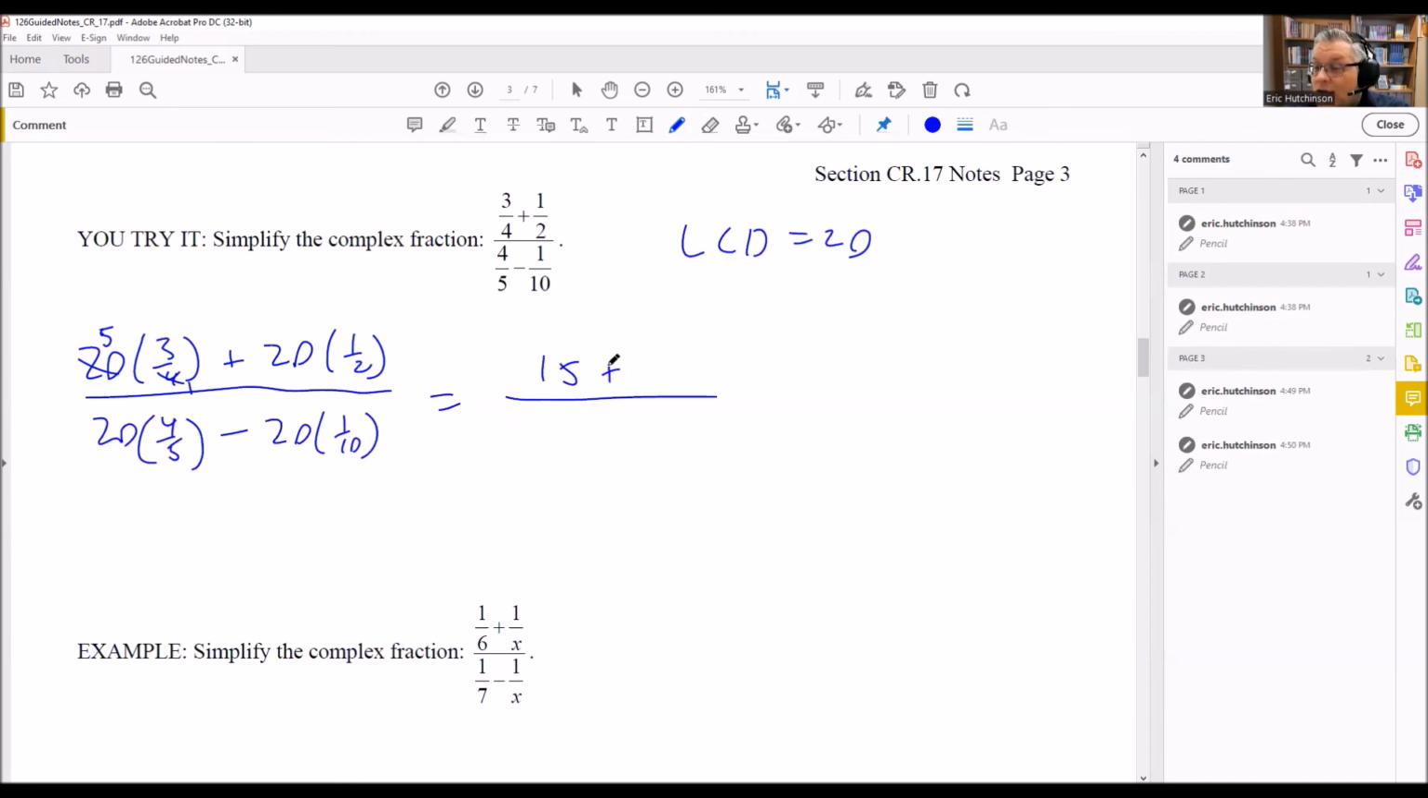20 divided by 2 is 10. This one, 5 divided by 5 is 1. 20 divided by 5 is 4. So I get 4 times 4, or 16. And then minus, and I have 20 divided by 10 is 2. Now I just need to add these. 15 plus 10 is 25. 16 minus 2 is 14, and nothing reduces on that. So 25/14 will be the final answer.